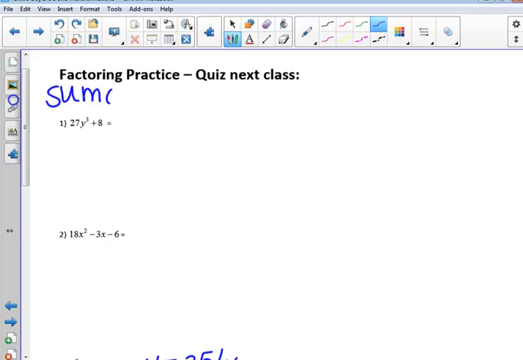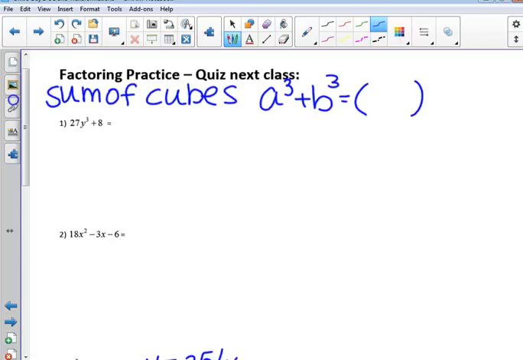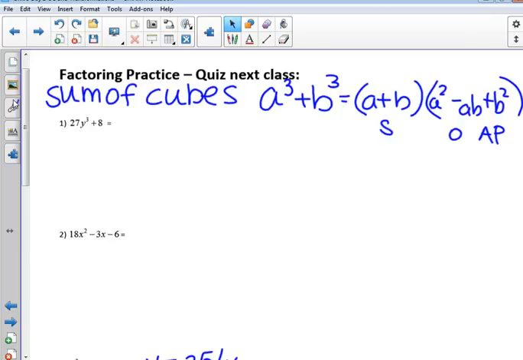So, sum of cubes. Remember it has this formula? Does everyone remember this formula or no? A plus B, same, opposite. I always have to do the signs first. Same, opposite, always positive. If you can't remember the formula but know the process, that's okay. I'm just writing it there so we have a guide, for those of you that don't remember.